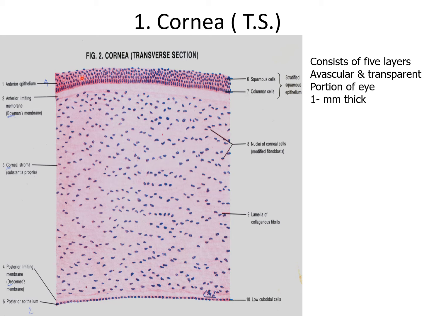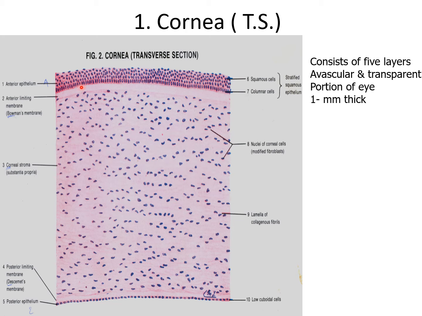Anteriorly is the anterior epithelium. Next is the anterior limiting membrane, also called Bowman's membrane. The third part is the stroma, called the corneal stroma. It is the substantia propria, including corneal cells, modified fibroblasts, and lamellae of collagen fibers. Then the fourth layer is the posterior limiting membrane, also called Descemet's membrane.